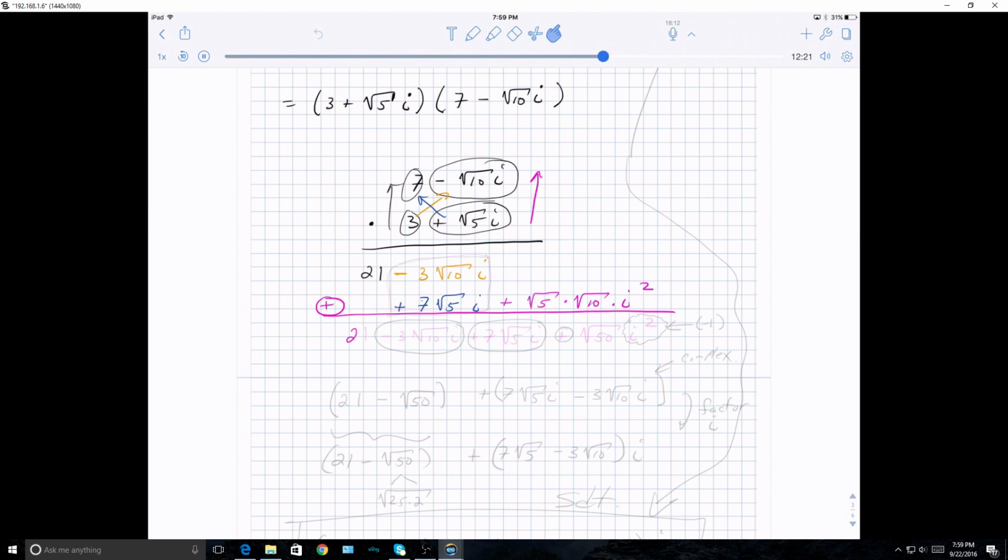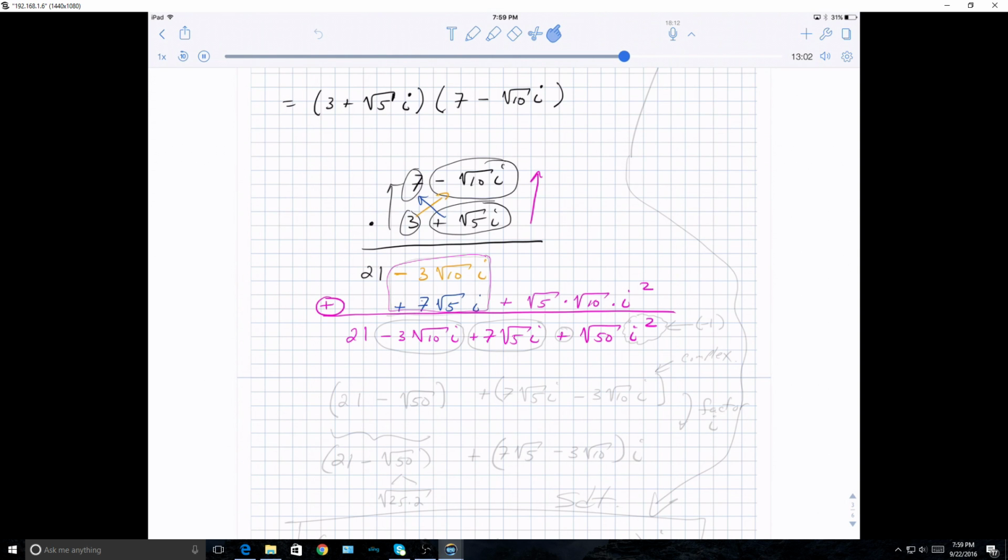Alright, so doing the combination, we have 21 minus 3 root 10i plus 7 root 5i plus root 50i squared. Now we can't combine these, right, because they don't have the same roots. But perhaps we can do something about that in a moment and maybe do some trickery, okay? So we can maybe do it. But let's take this as it appears right now, and let's do some number crunching.